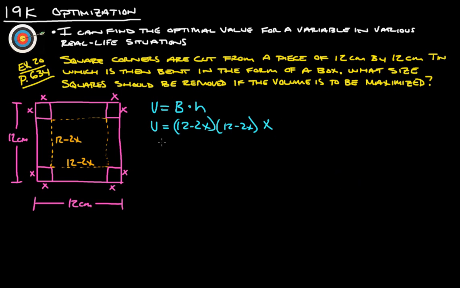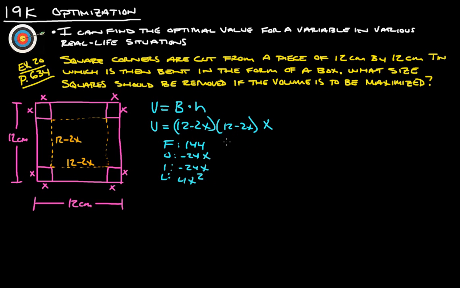So what we want to do here is FOIL this thing out. Or you can stack it, whatever floats your boat. It seems like more people like FOIL. I like stack, but I like U more than stack, so I will FOIL this thing out. So 12 times 12, 144. 12 times negative 2 is negative 24x. Negative 2x times 12 is also negative 24x. And then negative 2x times negative 2x is 4x squared.